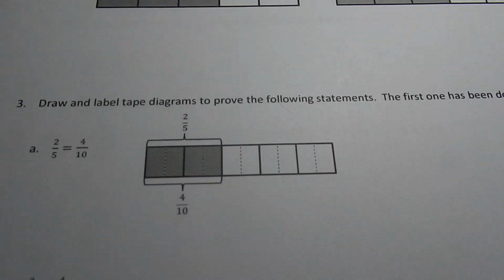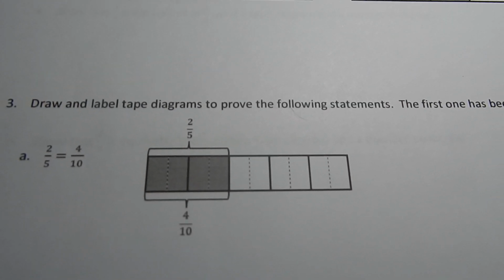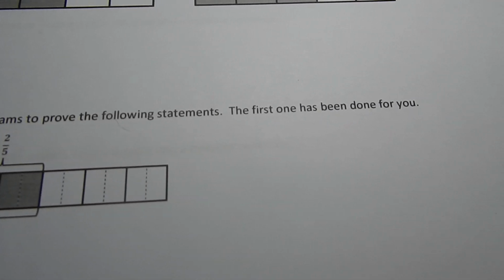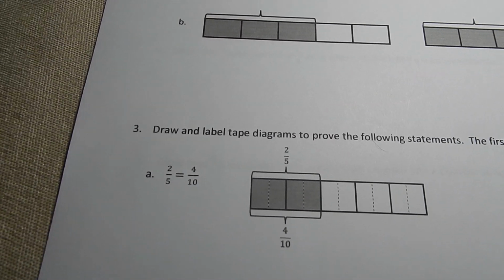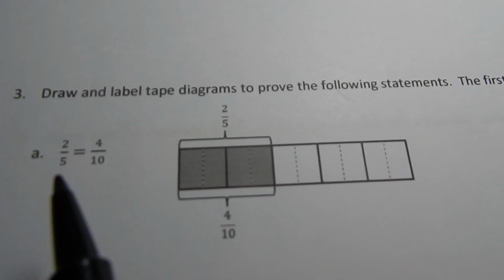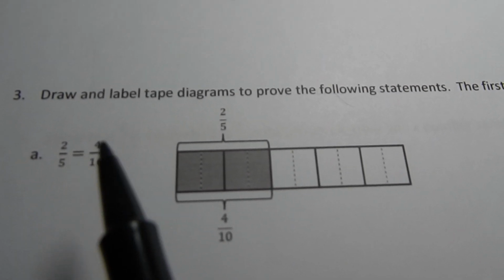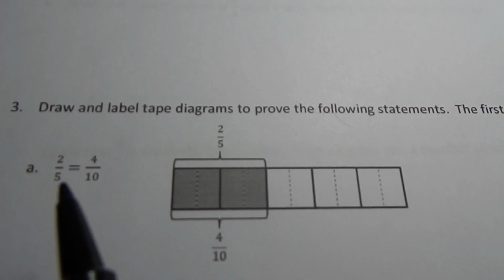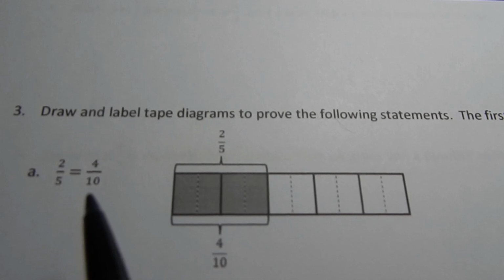So let's go down here and let's take a look at what they're asking us to do. It says draw and label tape diagrams to prove the following statements. The first one has been done for you. So in the first one, what you can see is that the job was to prove that 2/5 is equal to 4/10.